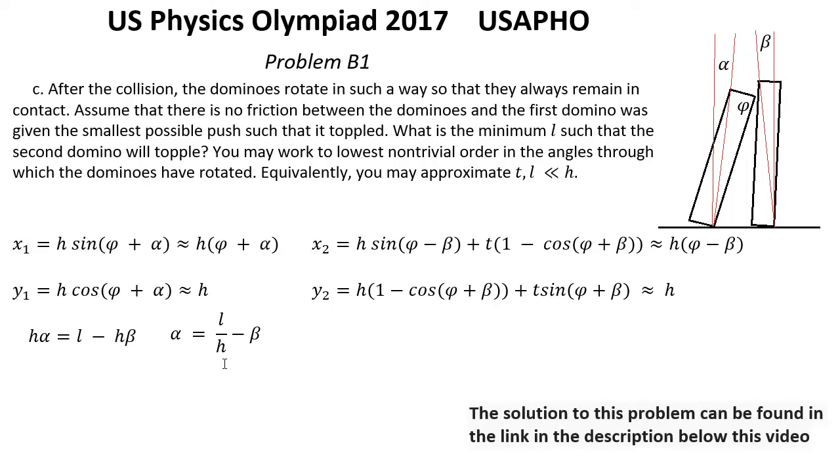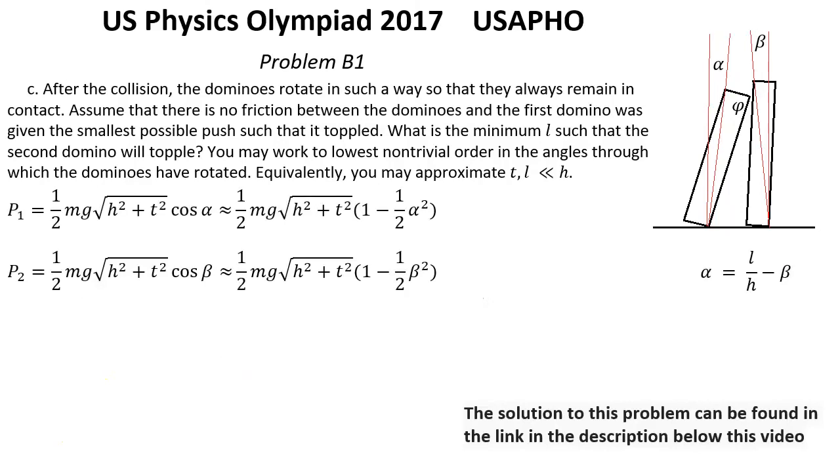The next step is to find the maximum potential energy when these two dominoes slide against each other after collision. Potential energy for the first domino when it is rotated by angle alpha from the vertical position is this one, and with approximation to second order, this one. And same thing for P2, the potential energy for the second domino. That's compared to the bottom, to the floor.